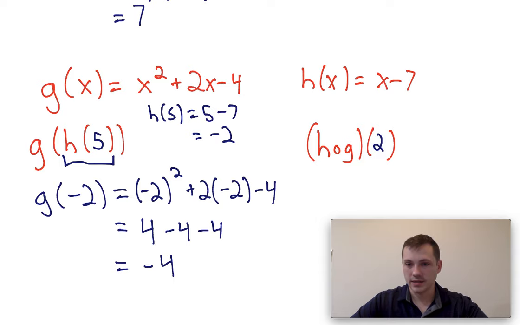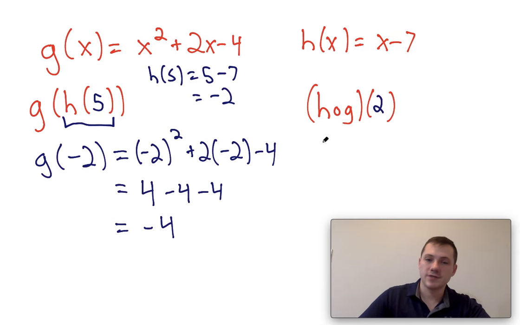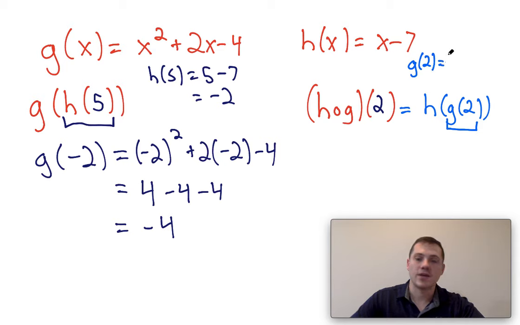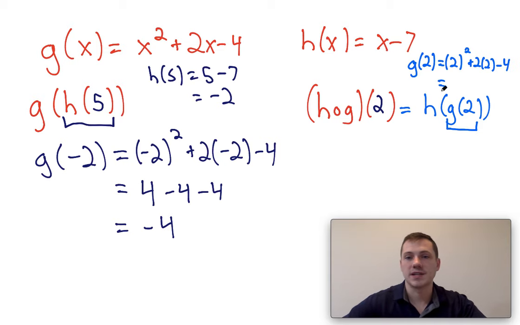Now over here, we're going to do h of g of 2. Remember, h of g of 2 means the exact same thing as h of g of 2 written this way. So just like before, we're going to start by evaluating the inner function. So I need to figure out what g of 2 is, and I know that that's going to be 2 squared plus 2 times 2 minus 4. Plugging 2 in to the g of x function.